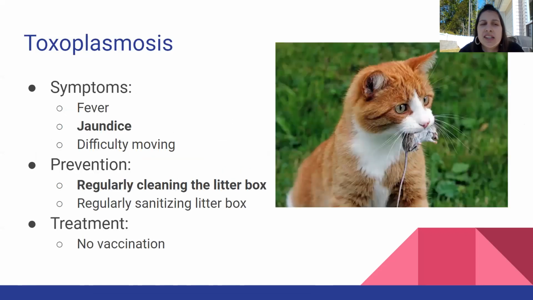If your cat does have toxoplasmosis, you may not necessarily know it. You may see that your cat has a fever. Your cat may have a little bit of difficulty moving. And you may see jaundice. Jaundice is where the cat's skin and eyes start having a yellowish color, because the jaundice means that the cat's kidneys aren't filtering things out the way that they should.